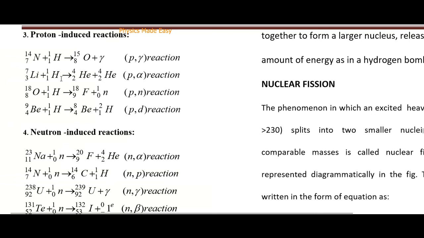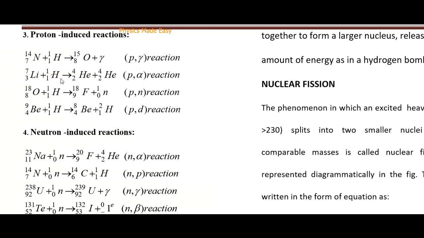P alpha reaction. In P alpha reaction, what we get is this proton bombards lithium. This is lithium is bombarded by proton. We get 2 He4 plus 2 He4. We get 2 alpha particles. Similarly, PN reaction. Similarly, PD reaction.